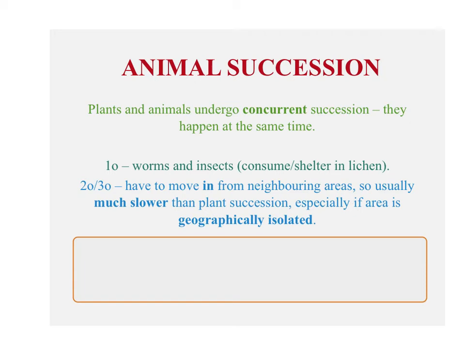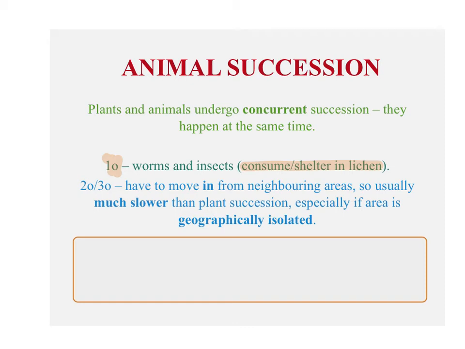And as you can see here, primarily once we've got that pioneer species, we've got quite a low organic matter in the ground, we're going to have some worms and insects coming in to the ecosystem, and that's just because they're able to consume or shelter in the lichen. So they're using that lichen, those pioneer species, as a food source but also a habitat, but they're not very complex themselves.